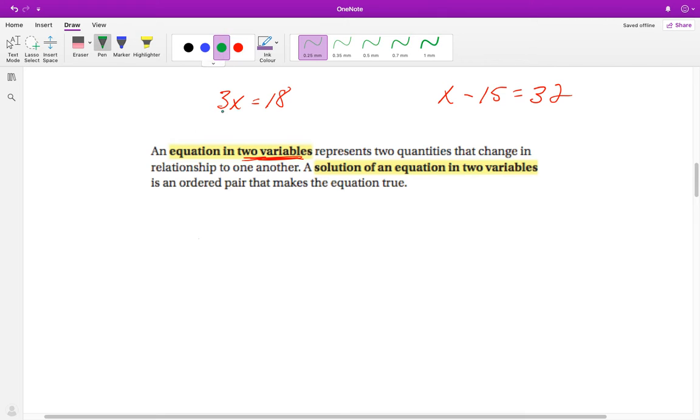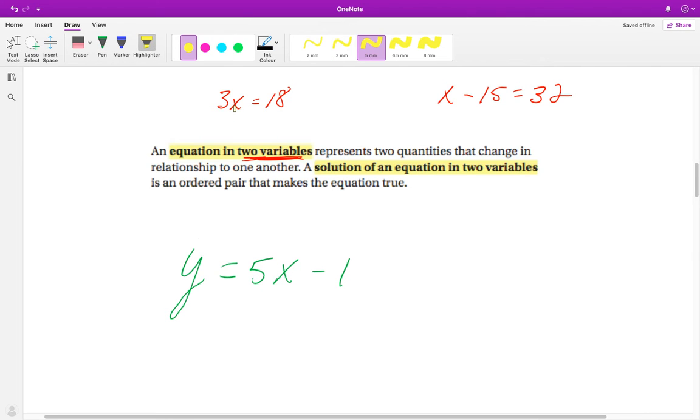The way that they're going to appear is y is equal to 5x minus 1, something like this, where we have two variables. We have our x variable and we have our y variable. We're going to talk about how we can name them very shortly. All right, so now, an equation with two variables represents two quantities that change in relationship to one another. So as we change our x, if I substitute in 1 for x here, well, my y in that case will be 4.